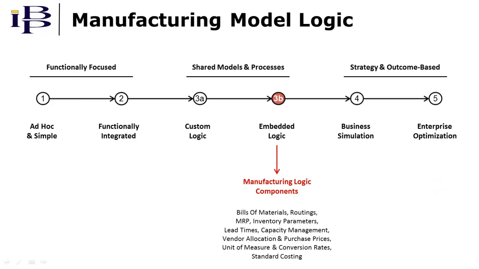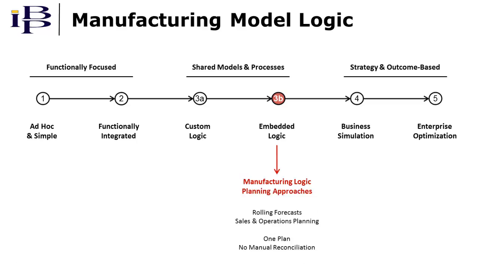In the middle are financial and operational models and processes that share embedded manufacturing logic. This includes things like planning bills of materials and routings. This logic provides the means to support effective integration of sales and operations planning and rolling forecast processes. The point here is that there is no manual reconciliation because they are part of the same process. This logic also provides the means to integrate other financial planning approaches. The idea here is that they are all part of the same process.